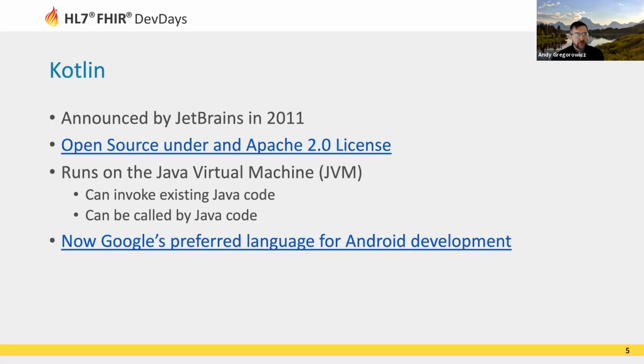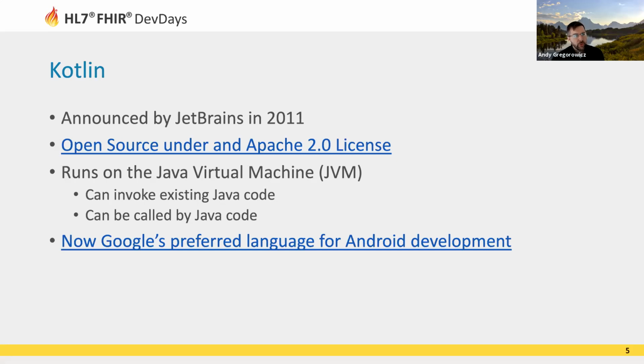For folks who don't know about Kotlin, it is an open source programming language. It was announced by JetBrains, the company behind the IntelliJ IDEA IDE, way back in 2011. It is available under the Apache 2 software license. So it's free, and you can download it and incorporate it in your projects under a business-friendly license.